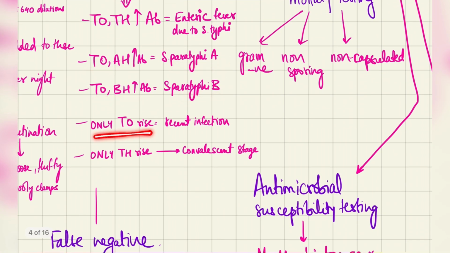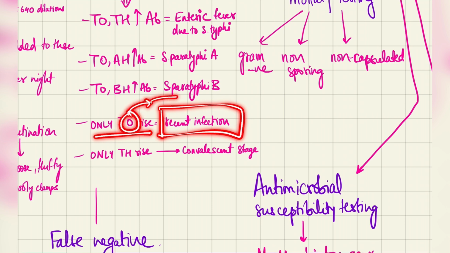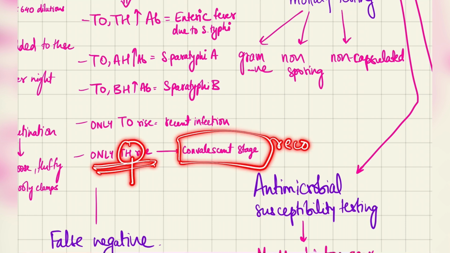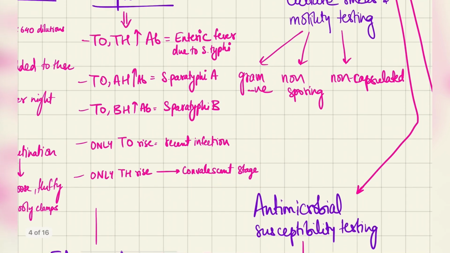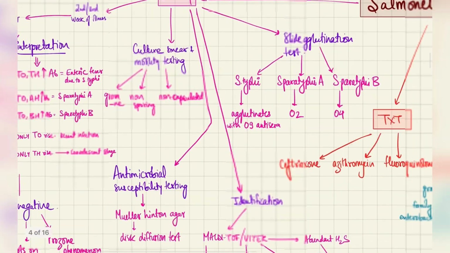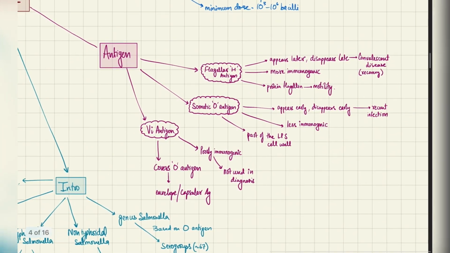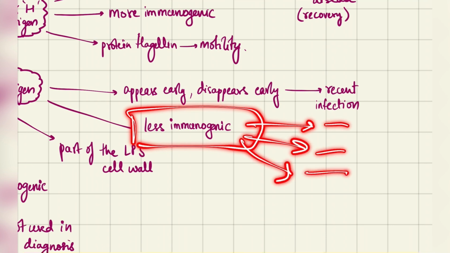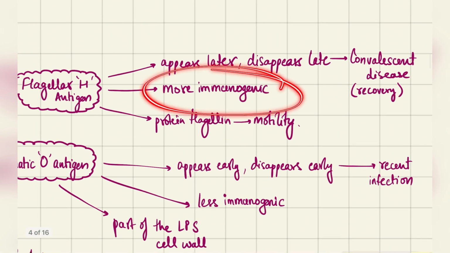Only TO rises, that means a recent infection, because remember we said O antibody arrives early, goes early. Only TH rises means we're in the convalescent stage or recovery phase. Why? Because H antibody arrives late, goes late. O antigen will be detected everywhere in all infections, which is why, as we already said in the pathogenesis, it is less immunogenic. It will not help you distinguish between the types of Salmonella infection, while H antigen is more immunogenic.